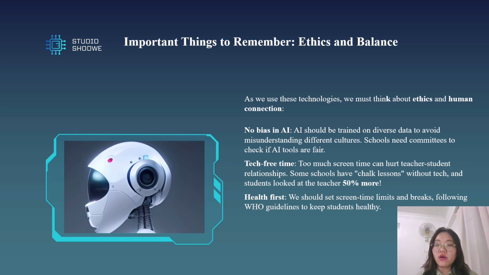As we all know, technology is powerful, but if we use it, we must think about ethics and human connection. The first one is no bias in AI. AI should be trained on diverse data to avoid misunderstanding different cultures. Schools need to check if the AI tools are fair.